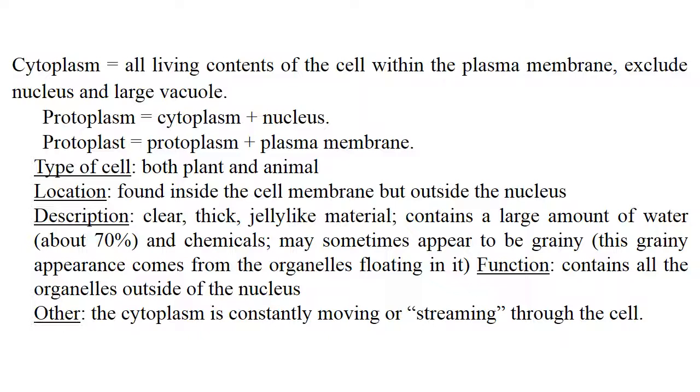Protoplasm is a clear, thick, jelly-like material, contains a large amount of water, about 70%, and chemicals. It may sometimes appear to be grainy. This comes from the organelles floating in it. The function is that they contain all the organelles outside of the nucleus, and cytoplasm is constantly moving or streaming through the cell.